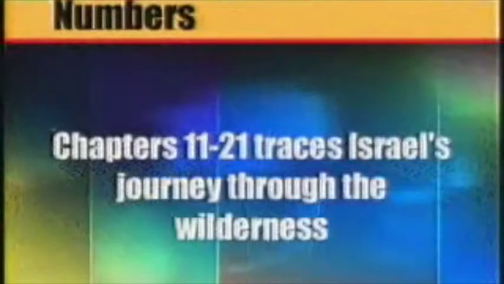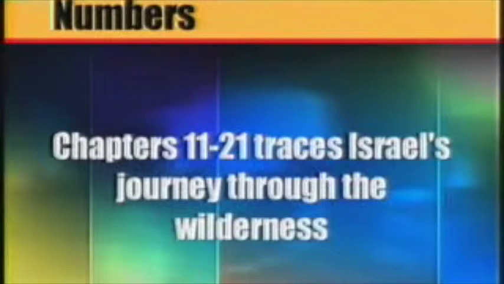Chapters 1 through 10 continue the story of Israel at Mount Sinai, where the laws were given. At the end of this section, the people depart from Sinai. Numbers, chapters 11 through 21, traces Israel's journey through the wilderness. The people encamp at an oasis called Kadesh Barnea.